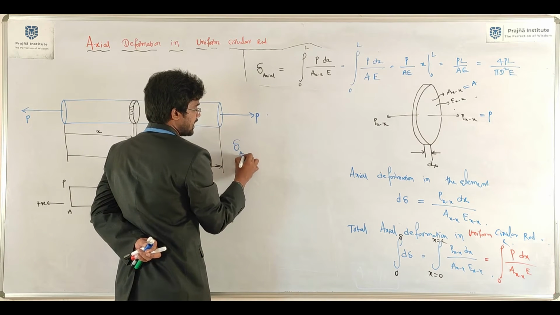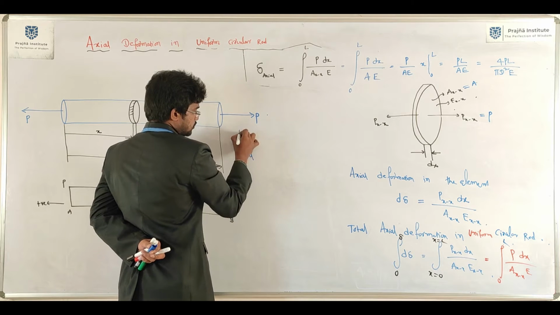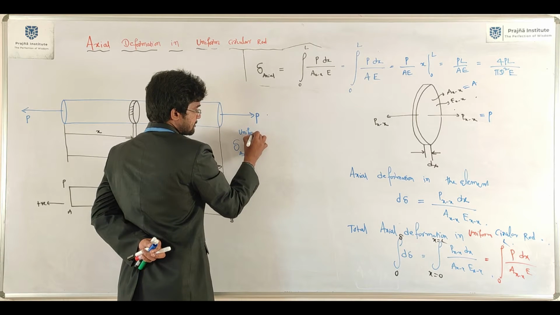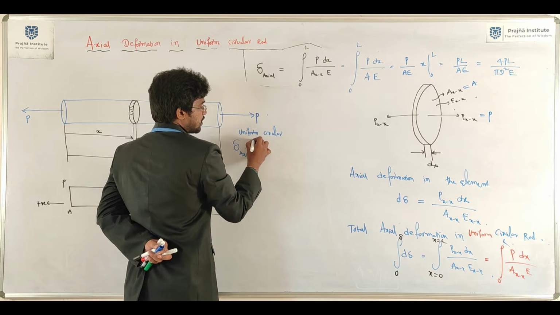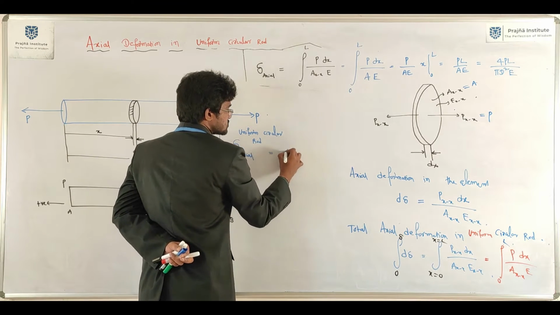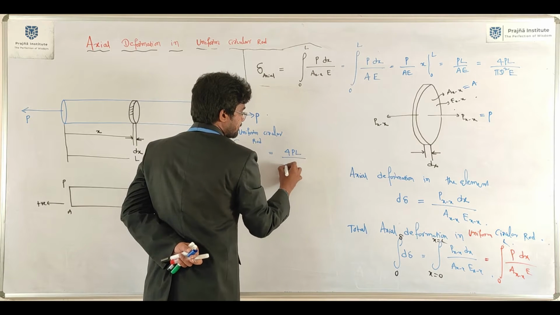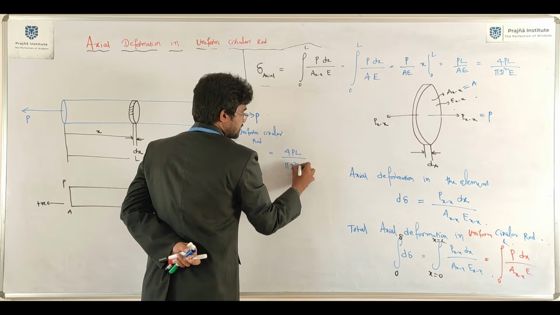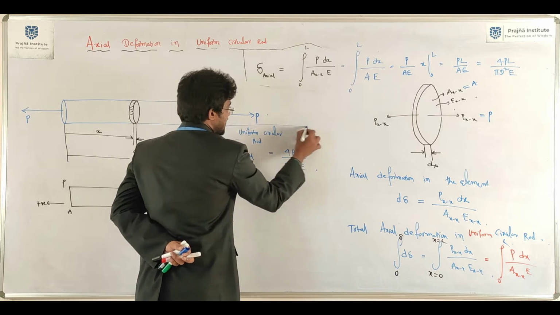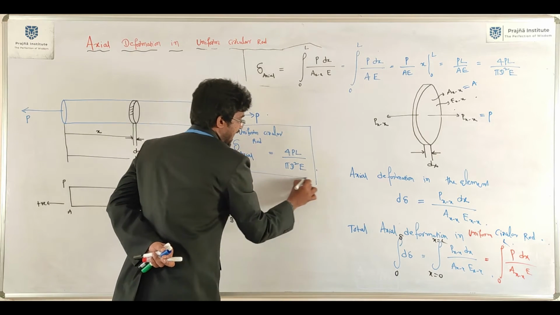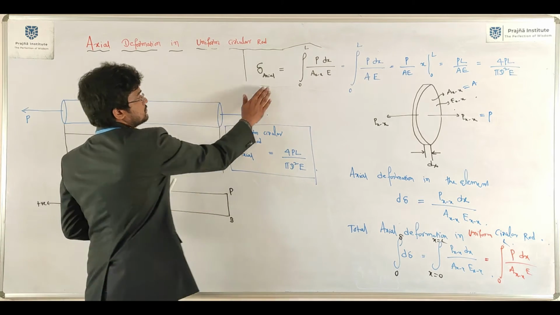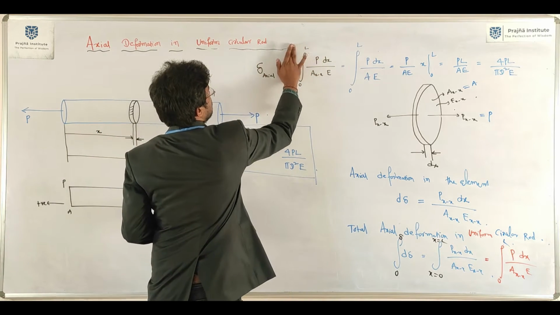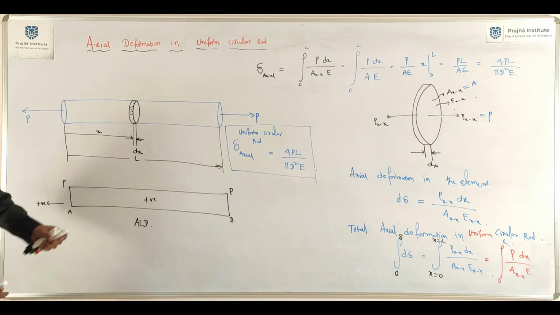Delta, axial deformation in a uniform circular rod, equivalent to 4PL by pi d square into E. This is the expression for axial deformation in a uniform circular rod. Right, up to here.